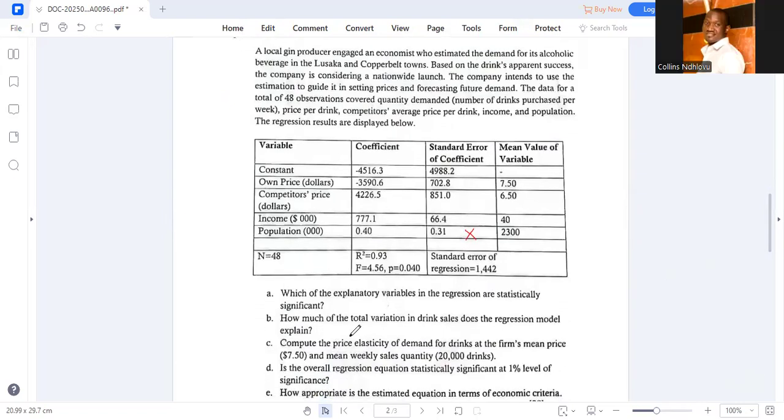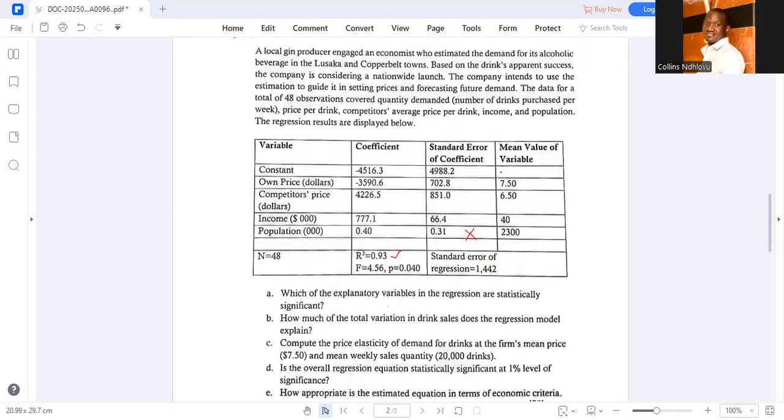Then part B: how much of the total variation in drink sales does the regression model explain? So here we want to calculate what? We want to calculate the R squared. So how much of the total model does this model explain? We'll check for R squared. So the R squared is where? Here. So how much is that? 93%, right? Are we together? Yes.